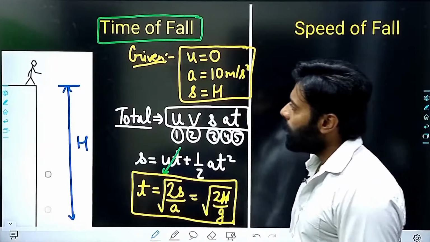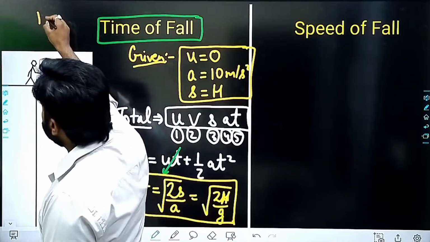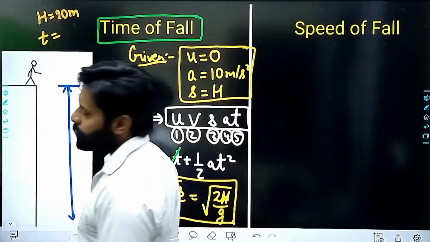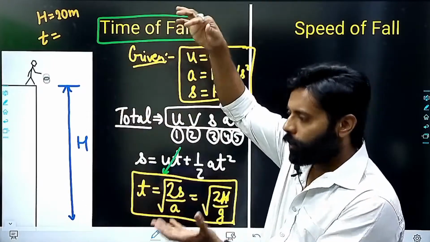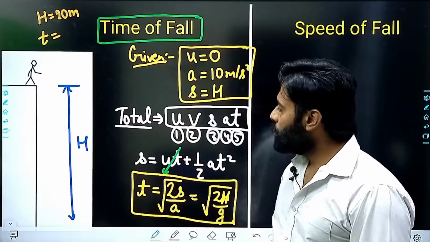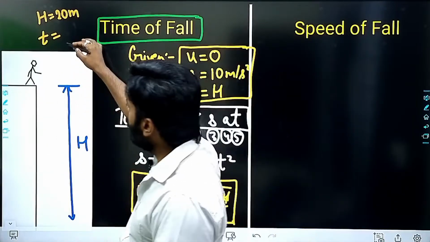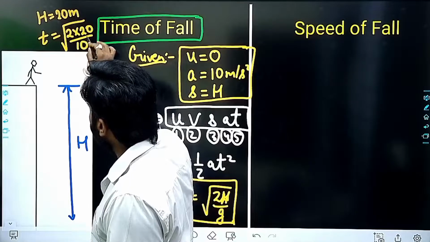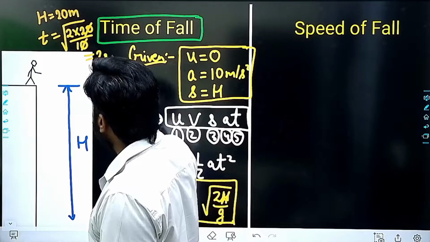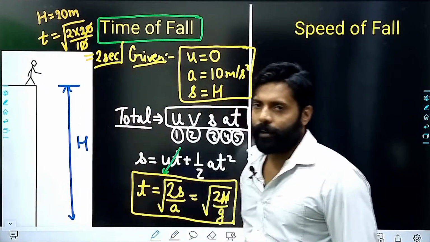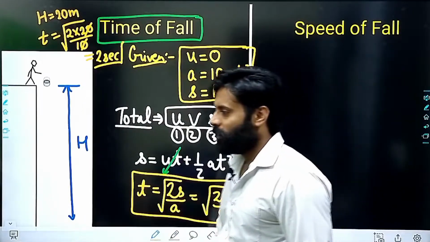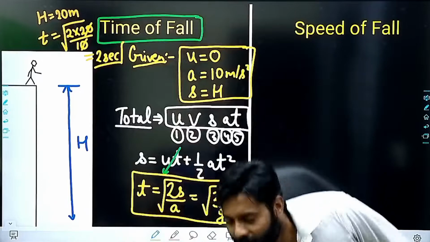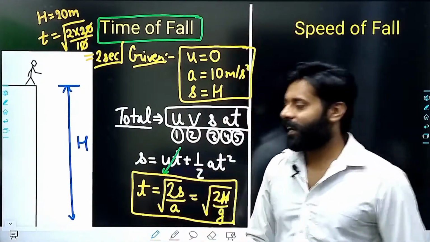Imagine that you have a building of 20 meters. Then what will be the time taken by an object when you are dropping that object from that height? So time taken can be easily calculated using the formula: 2 into height, which is 20, divided by G, which is 10, and then the square root. So it will be 2 seconds. So the object will take only 2 seconds to reach the ground. So when I am throwing some ball from a height of 20 meters, it will take 2 seconds only.